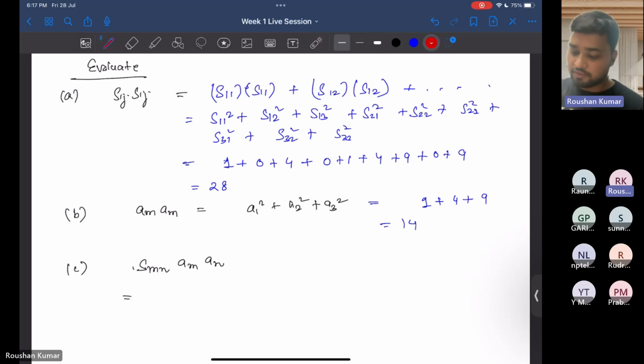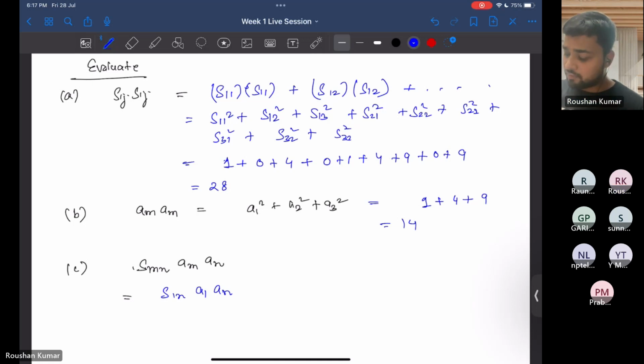So if we expand this, we find S1n A1 An. First I will break it over m. So m goes from 1 to 3. First I will break it through m, whether it is 1 or 2 or 3. So it becomes S1n A1 An, then S2n A2 An, S3n A3 An.